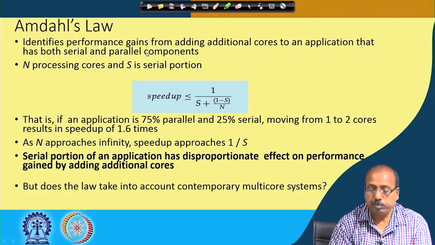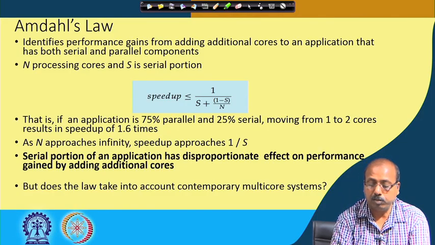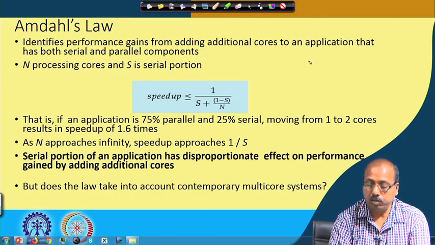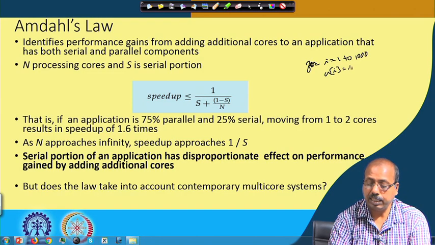An application can have both serial and parallel components, because initially it may be doing some operations, and only when it comes to something like array updation, for i equal to 1 to 1000, A[i] = B[i] + C[i], something like this.